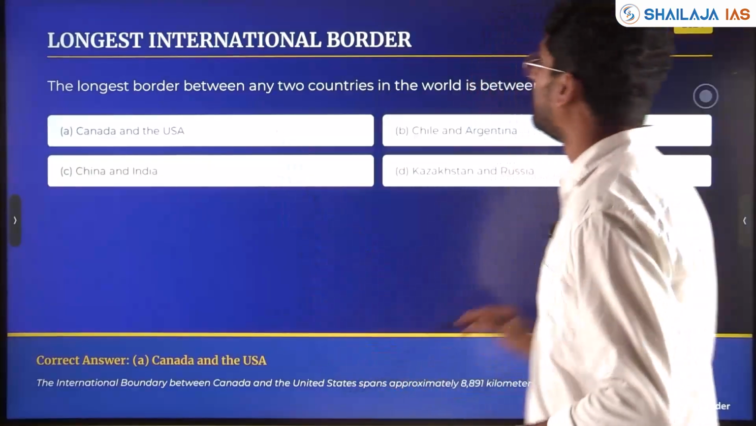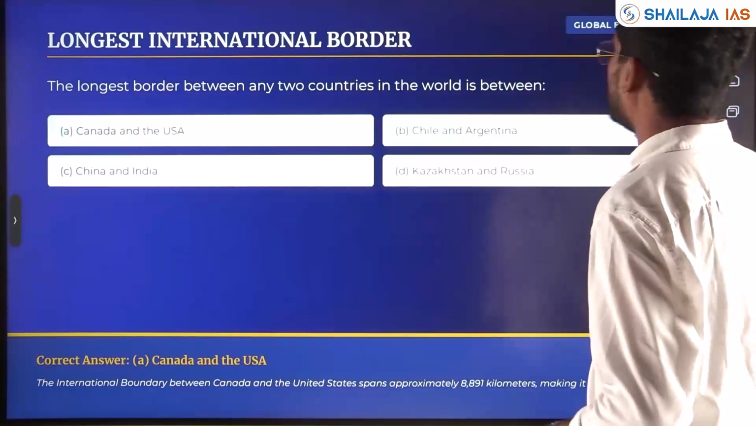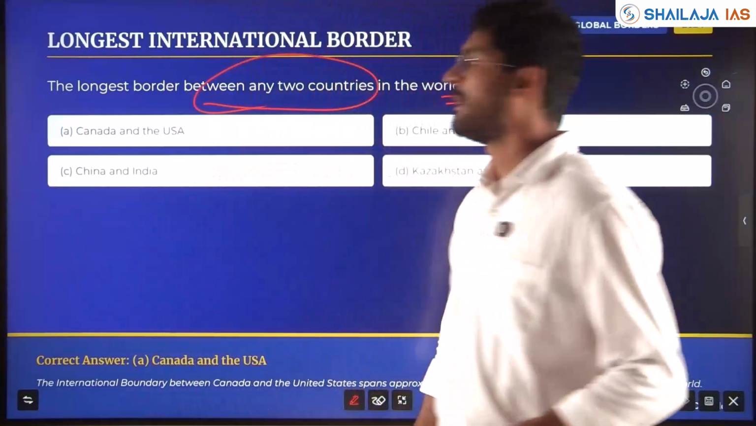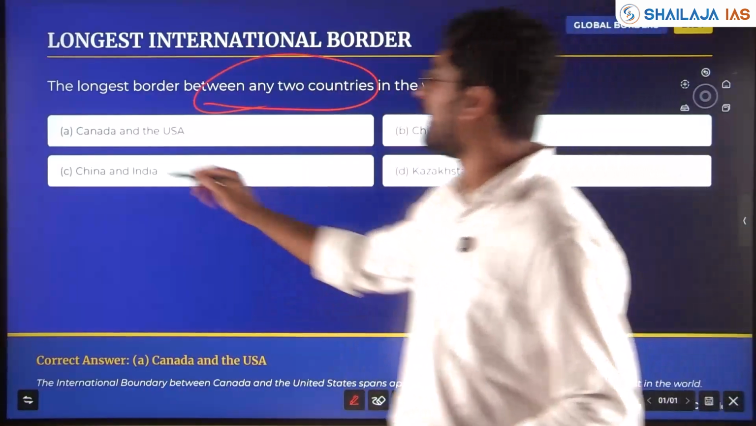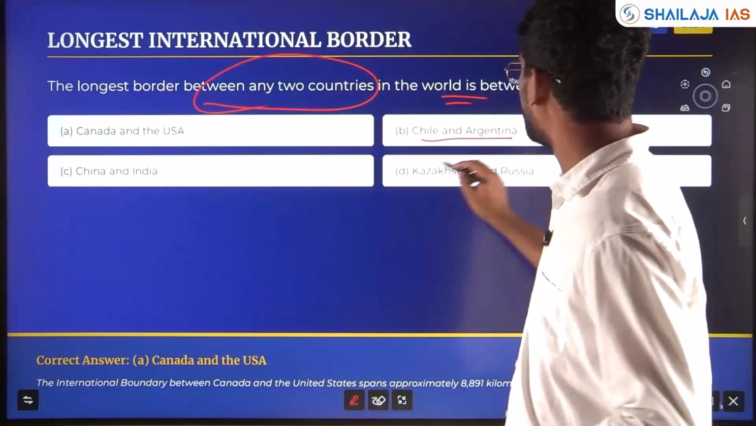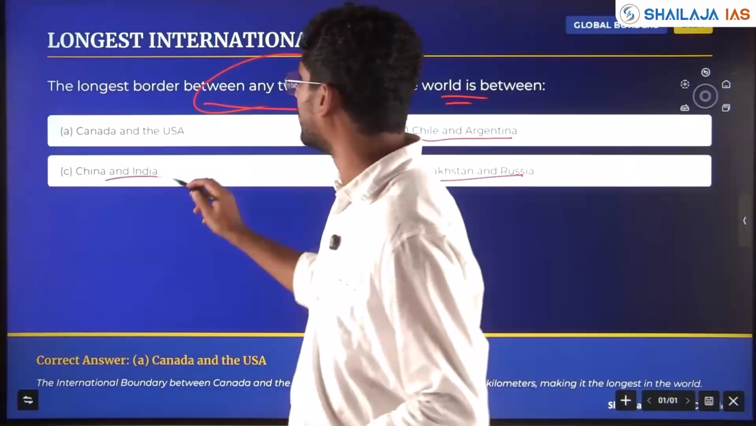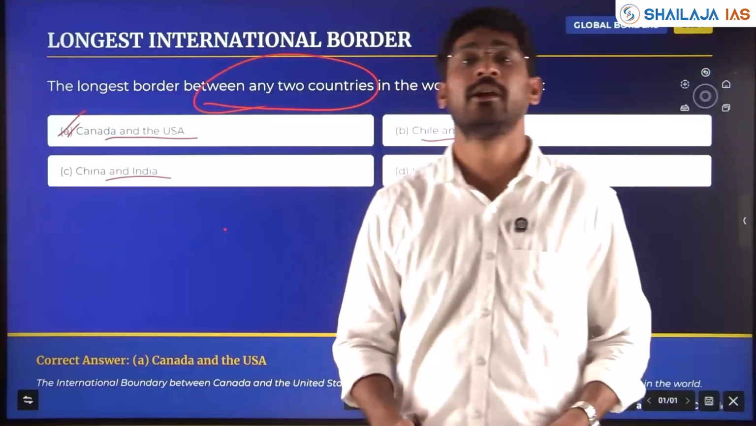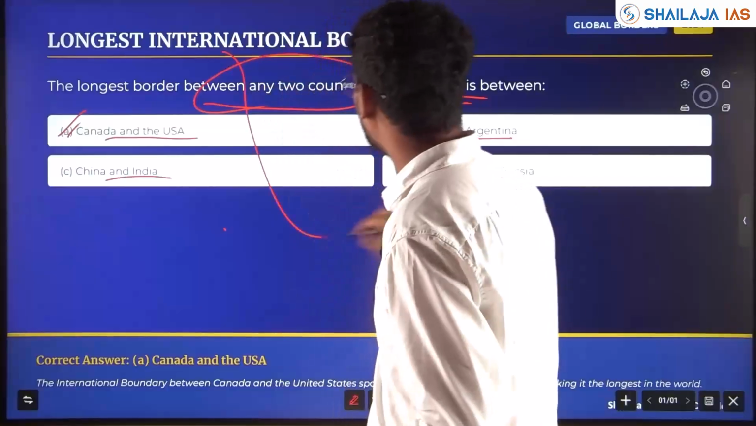Next again, global border. The longest border between any two countries in the world is between which one? Canada and, sorry, Chile, Argentina, Kazakhstan and Russia, China and India, Canada and USA. Yes, Canada and USA. Why? You have a bigger part of Alaska, right?